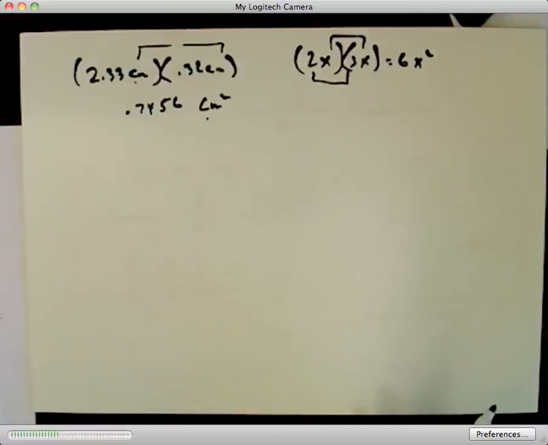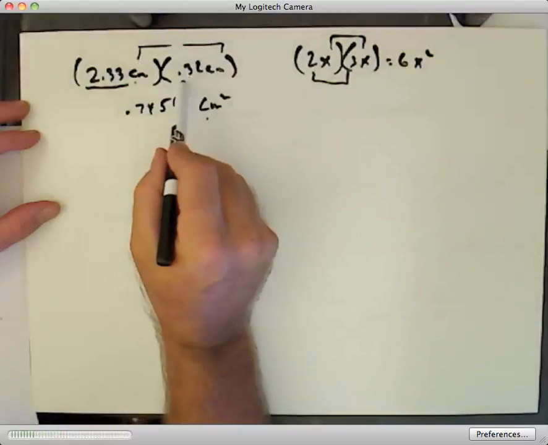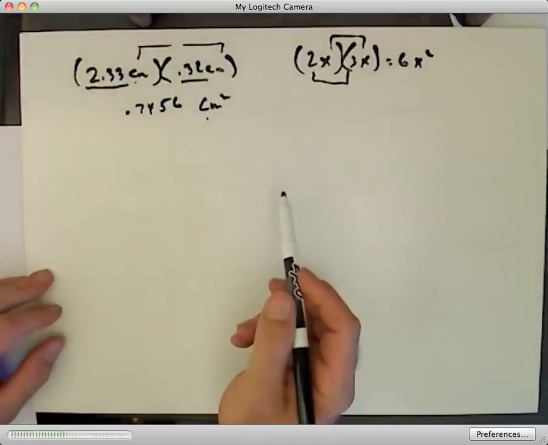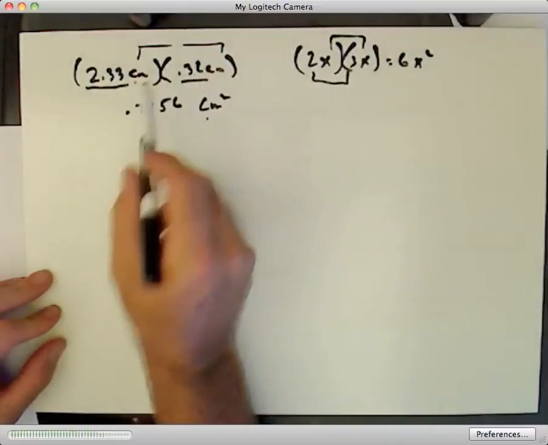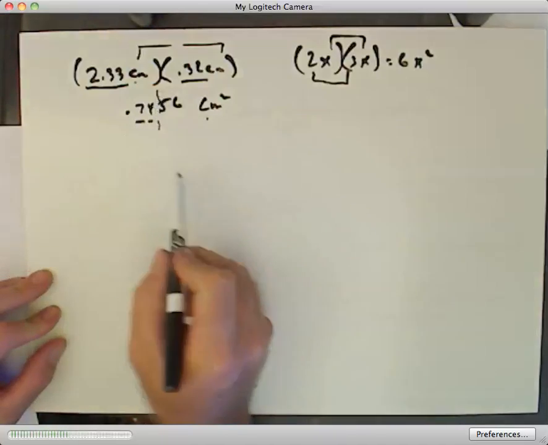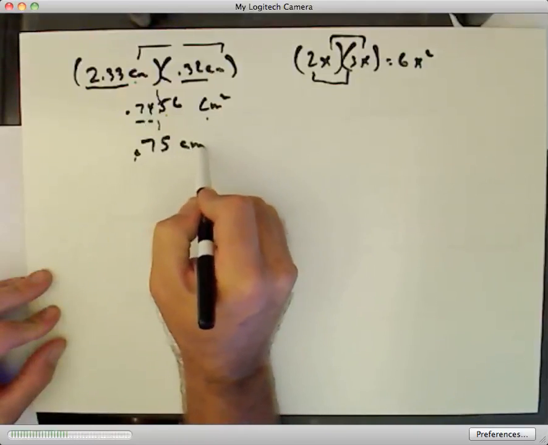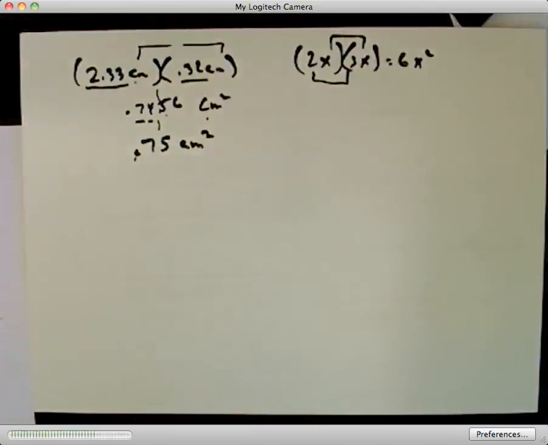Where do I round off? Well, this one has 3 sig figs. This one has 2 sig figs. And the rule for multiplying and dividing is to go by whatever has the least sig figs. So there's the first, there's the second. I'm going to round off right here. That 5 is going to make that 4 go up, so 0.75 centimeters squared. Okay, that's how you do the multiplying rule.